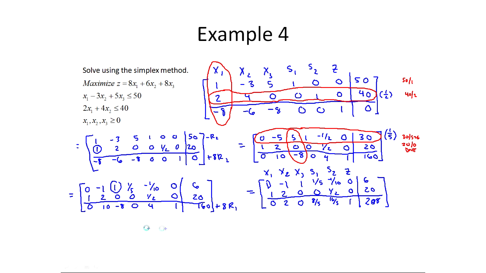All right, so what I see here is that I have a maximum of 208 at the point, x1 equals, and so x1 is a unit column, so I just read where the 1 is. x1 is 20. x2 is equal to, well, it's not a unit column, so 0. And x3, look where the 1 is, it's a unit column, equal to 6.